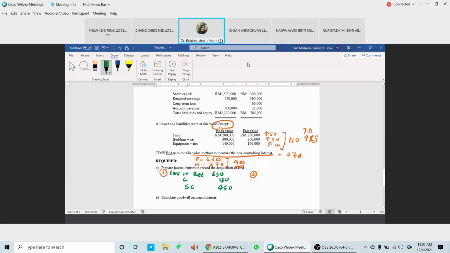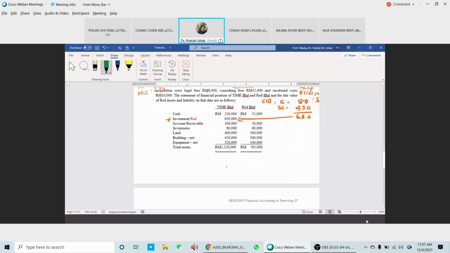The second one: debit acquisition expense 30,000, then credit accounts payable 30,000. Accounts payable. Does the question mention cash or what? I just want to look at the question. Does the question mention anything, either that it is paid in cash or whatever? Just try to look at it.